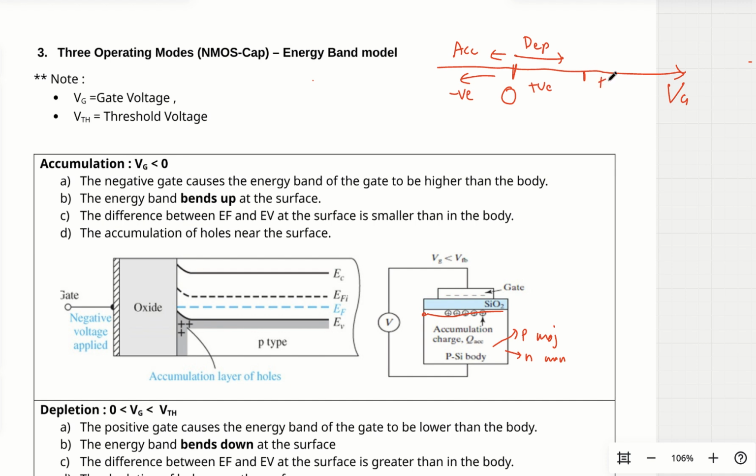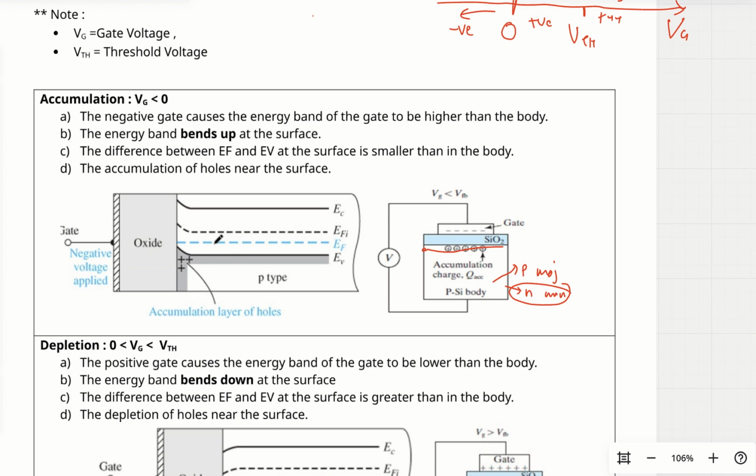When it's very positive, more than the threshold voltage, it will not only repel, but it will start attracting the minority electrons from the body. The body is p-type. The majority carrier is hole, minority is electron. It will attract the minority electrons from the body to the surface. So the surface will become n-type. We call this inversion. We inverted from p to n. Now we'll see what happens to the energy band.